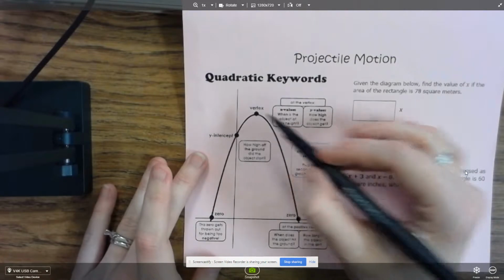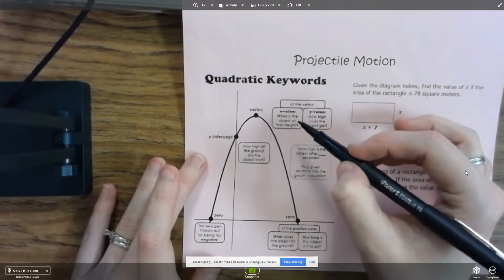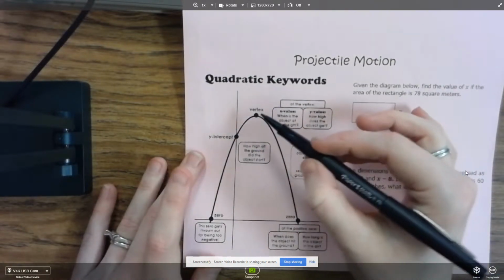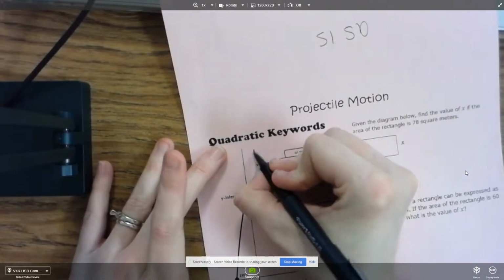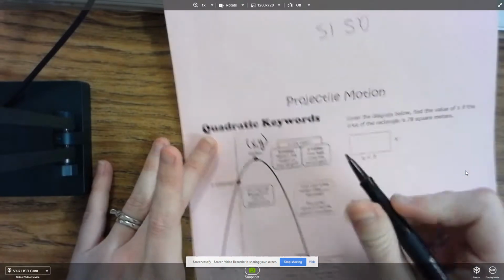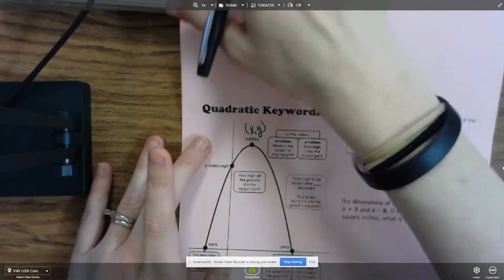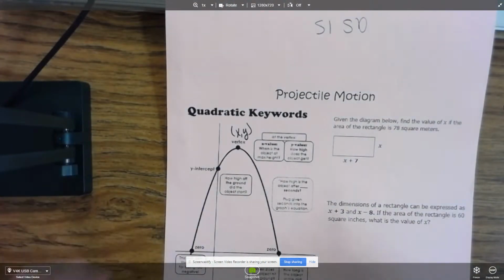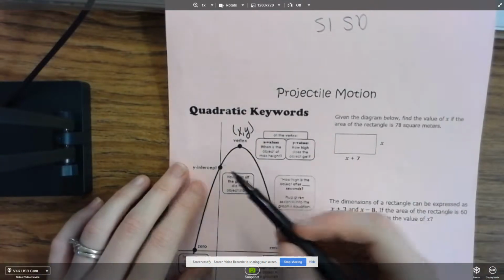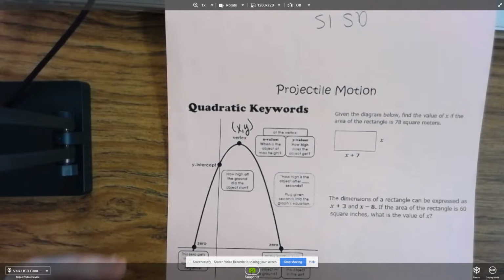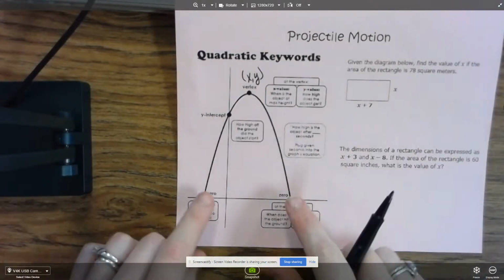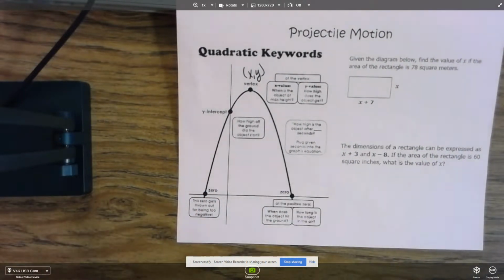At the vertex, the x value is when the object is at its highest point. Remember, this vertex is going to be an ordered pair, x comma y. The y value is how high the object gets, how high off the ground it will get. The y-intercept is how high off the ground the object started. And then you've got your two x-intercepts, or your two zeros.